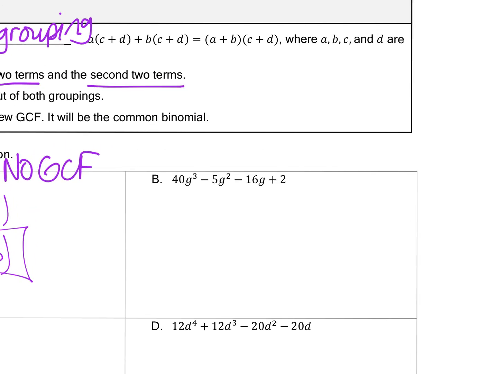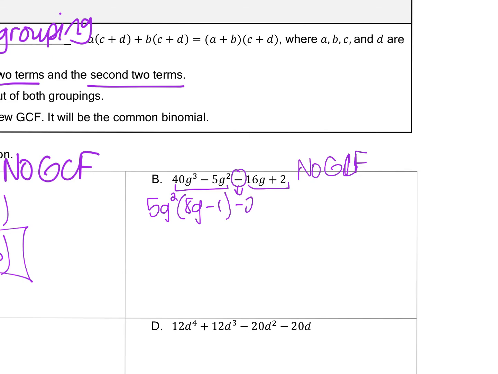First, check for a GCF of all 4 terms. Notice they do not have a GCF of all 4 terms. So I'm going to group just the first 2, and then I'm going to group the last 2. Notice the first 2 have a 5 and a g squared. So when I divide each one of them by 5g squared, that's going to be 8g minus 1. Remember I said on the first one, bring down the middle sign. So I'm going to bring down that subtraction sign.